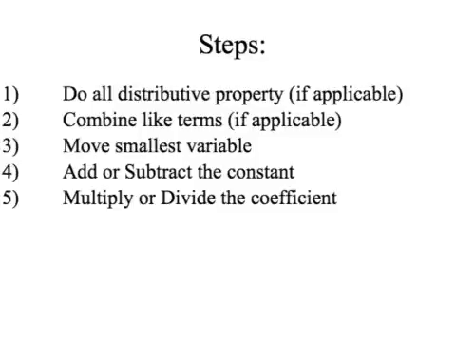After that, you want to combine like terms. Like terms would be constants that are on the same side of the equal sign, or variables on the same side of the equal sign. Once you combine your like terms, you're going to move your smallest variable, and then you'll be down to a two-step equation. Add or subtract the constant, and multiply or divide the coefficient.